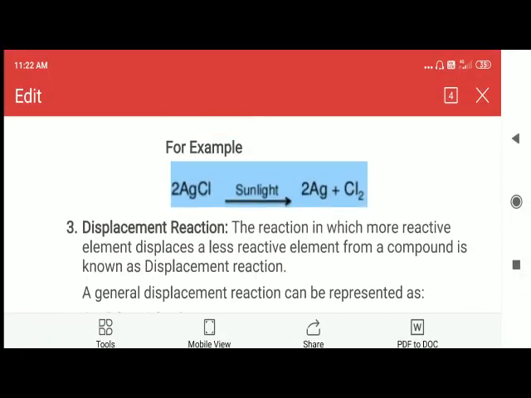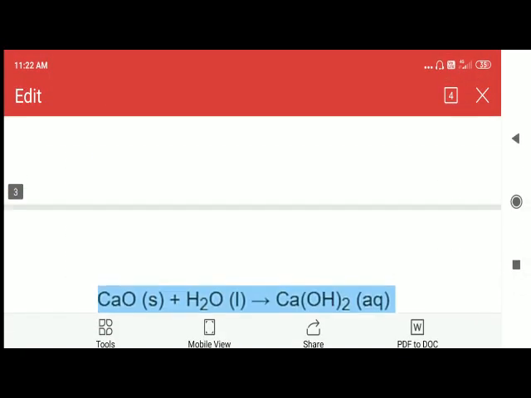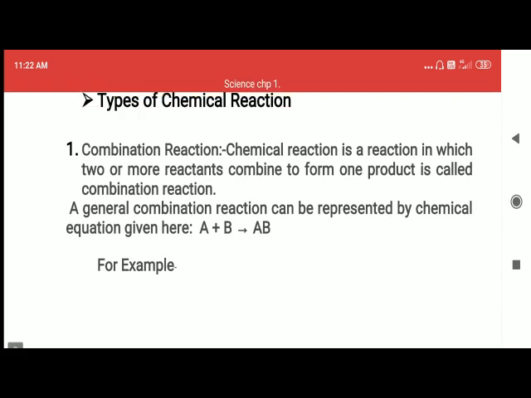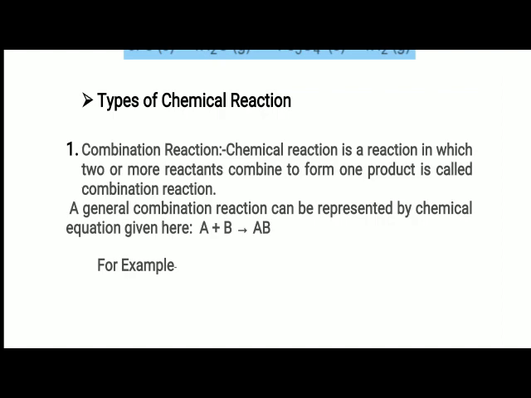Students, you have to remember the definition, example and general formula of each chemical reaction. So the first type of chemical reaction that we are going to study is combination reaction. From the name itself you can relate: combination means combine. So something gets combined over here.